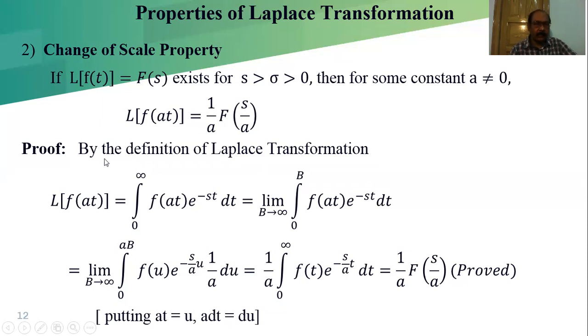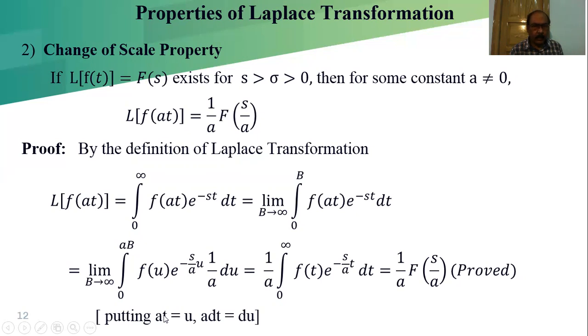By applying the definition of Laplace transformation, the Laplace transformation of f(at) equals the integral from 0 to infinity of f(at) e to the power minus st dt, equal to the limit. Since it is an improper integration, to find this we are taking b, with b tends to infinity, integral from 0 to b of f(at) e to the power minus st dt. Now take at equal to u. Then a dt equals du. And at that time the limits change.